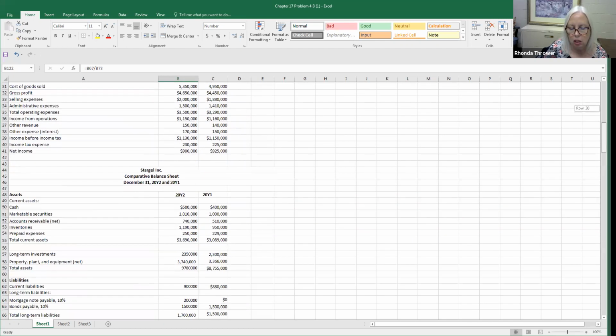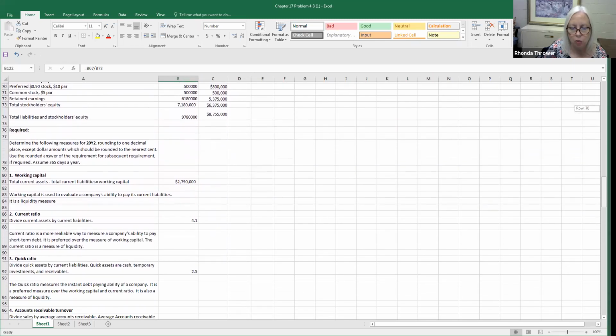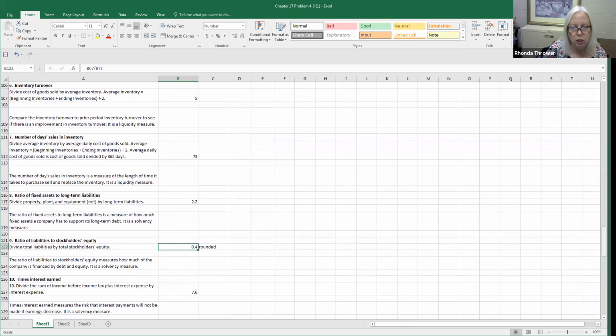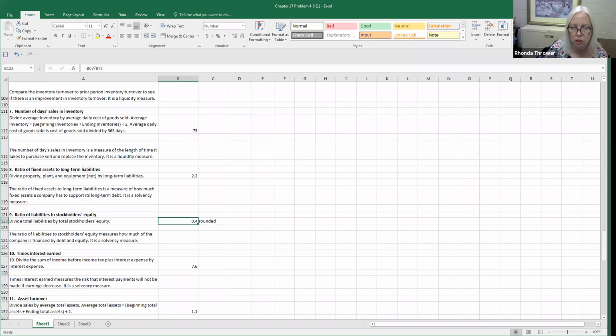But the truth of the matter is, with this company, it didn't change that much from year 1 to year 2. And so when we look at this ratio, if you had calculated what happened in year 1 and compared it to year 2, you wouldn't see that there was that much of a difference. But there is a little bit of a difference showing that your company wasn't as strong as it was before to pay back the long-term liabilities. And so this is important that you know what the ratios mean and how it affects the company.